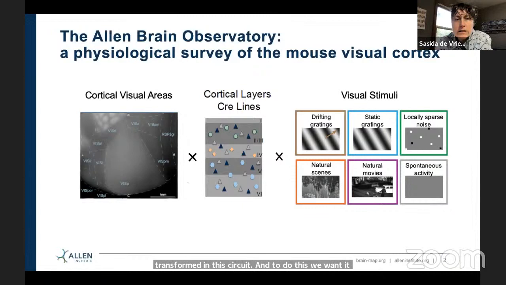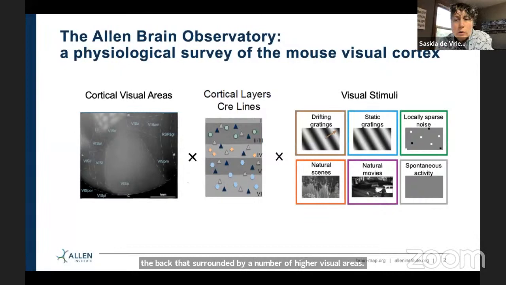So on the left, I'm showing you an image of the surface of the mouse cortex, where you can see the primary visual cortex is this big triangular wedge in the back that's surrounded by a number of higher visual areas, secondary visual areas. And so we wanted to be able to compare the activity in different visual areas.